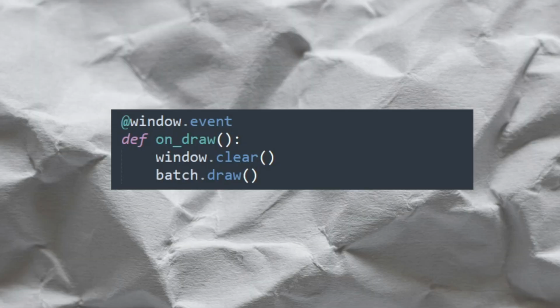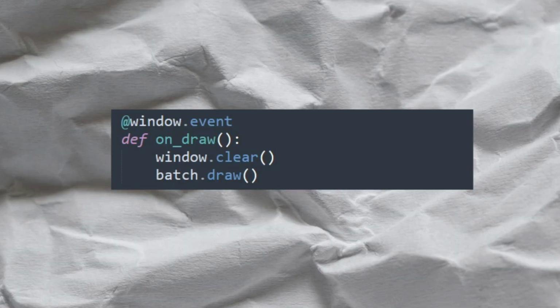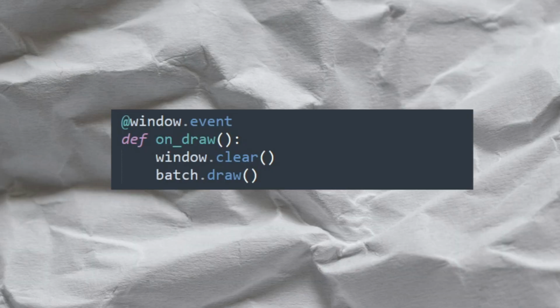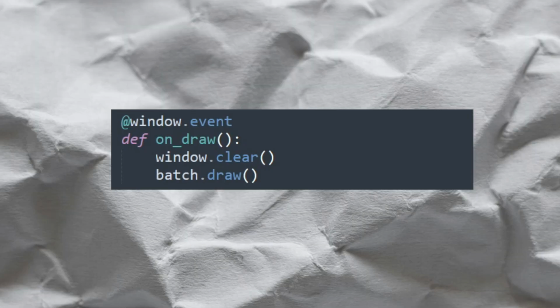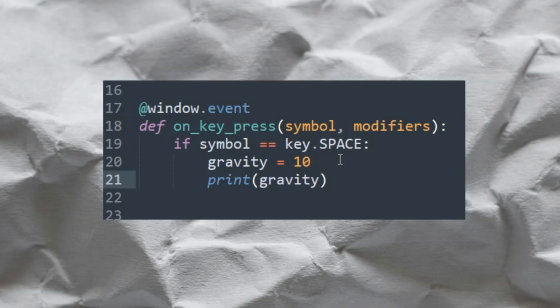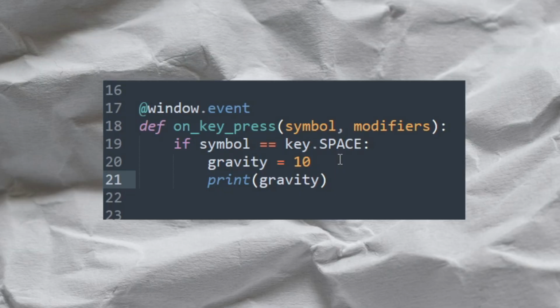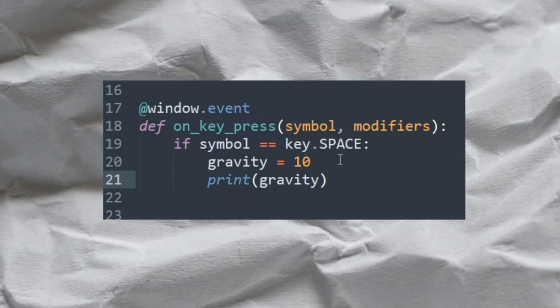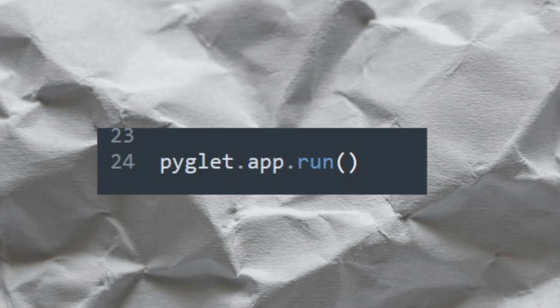This function right here allows whenever we refresh the screen, the window will clear and the player will be drawn. This next section is really simple. All it detects is when you press the space button, it will change gravity to equal 10, aka a jump. And finally, we run the program.